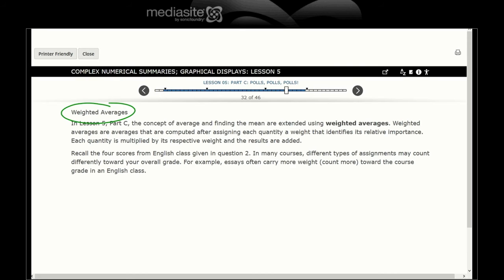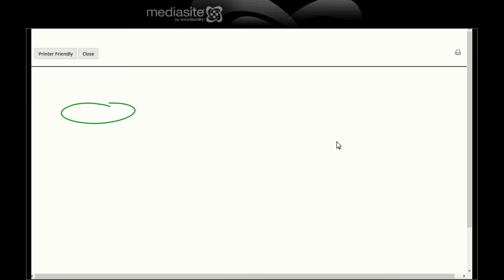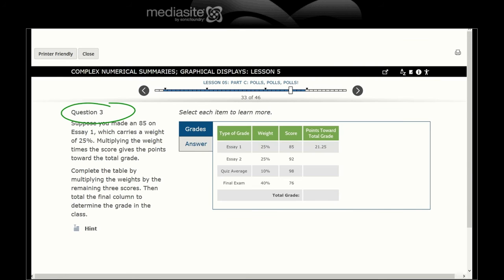Recall the 4 scores from English class given in question 2. In many courses, different types of assignments may count differently towards the overall grade. For example, essays often carry more weight towards the course grade in an English class. So suppose you made an 85 in essay 1. So here are your scores.